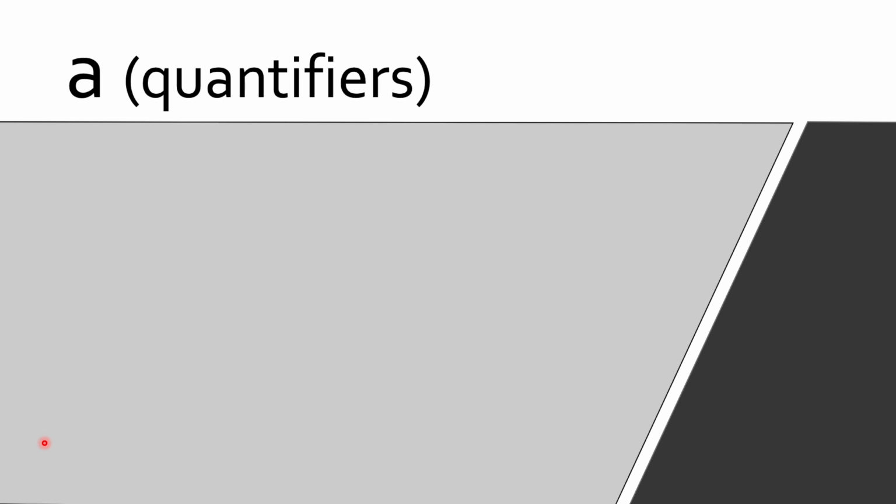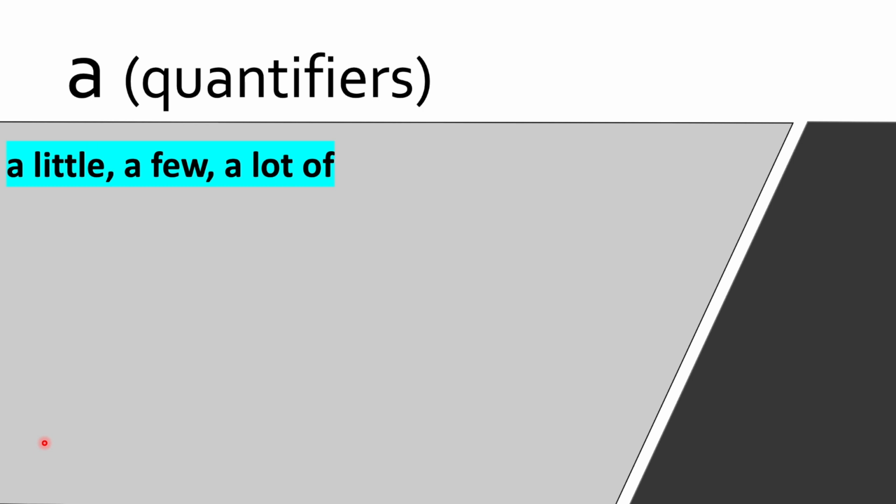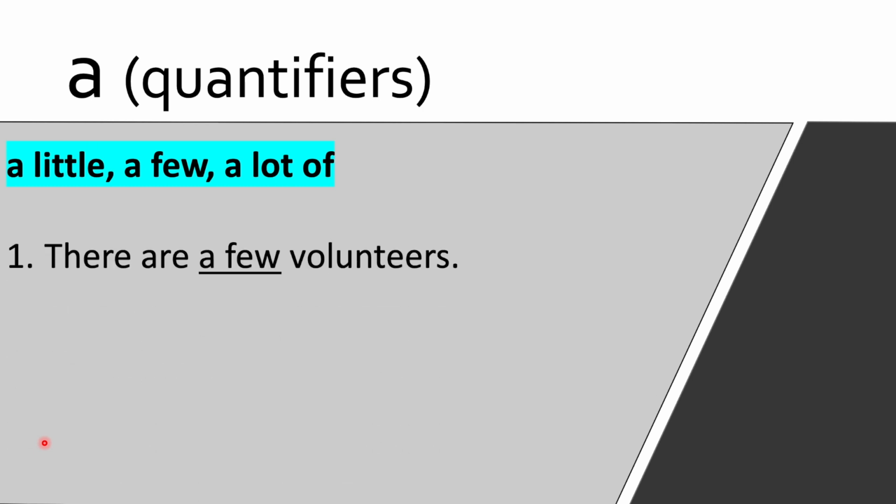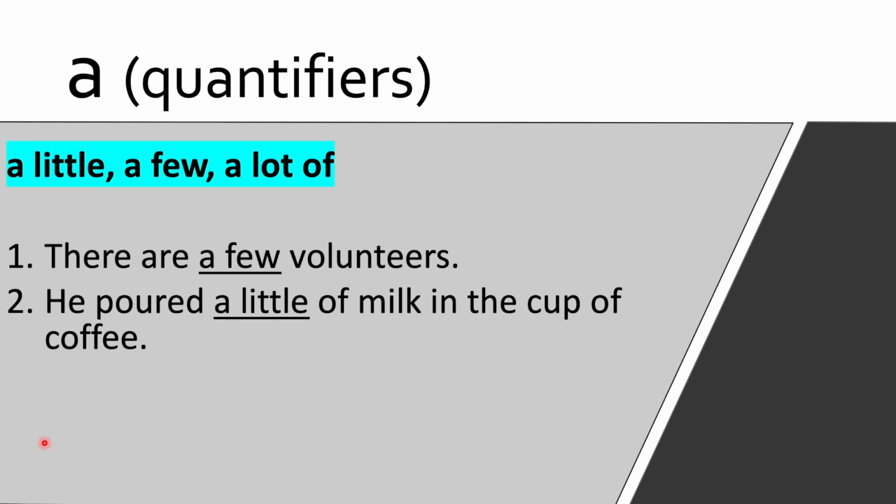Additional information about letter A, quantifiers. So what are these? A little, a few, a lot of. Okay, let's take a look at the sample sentences here. The first one is, there are a few volunteers. Ma'am, is it automatic that letter A or article A is there? Definitely, guys. A few is used for plural countable nouns. So that's why we have volunteers here. We can count volunteers. That's why we have a few.